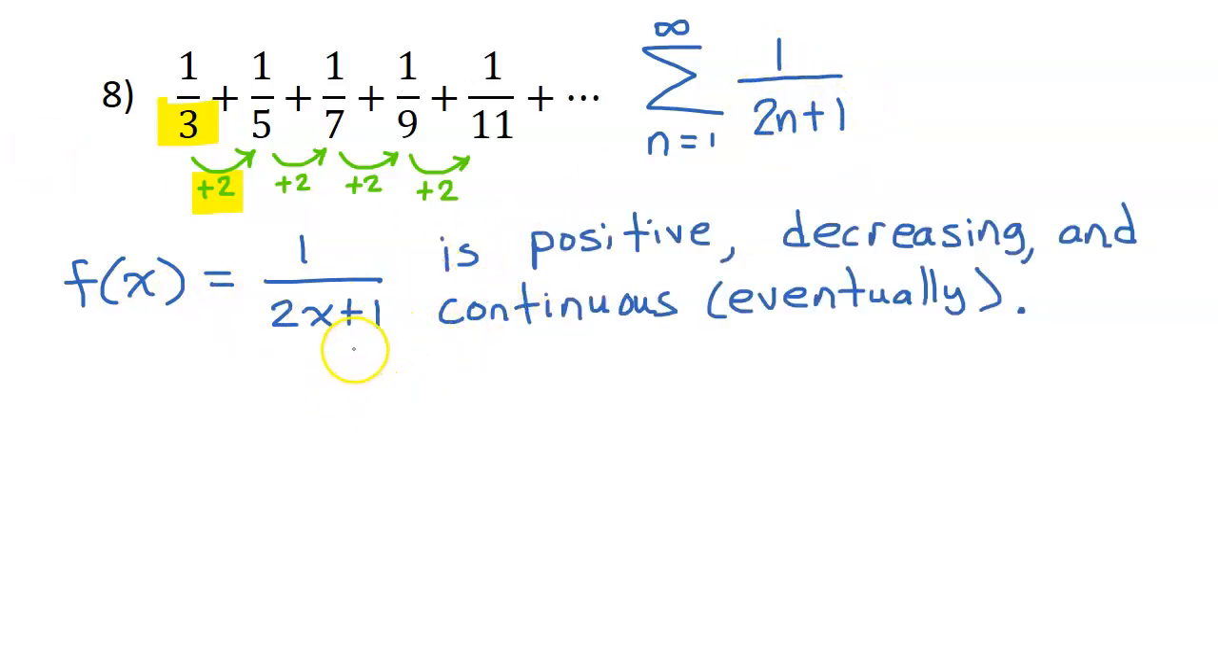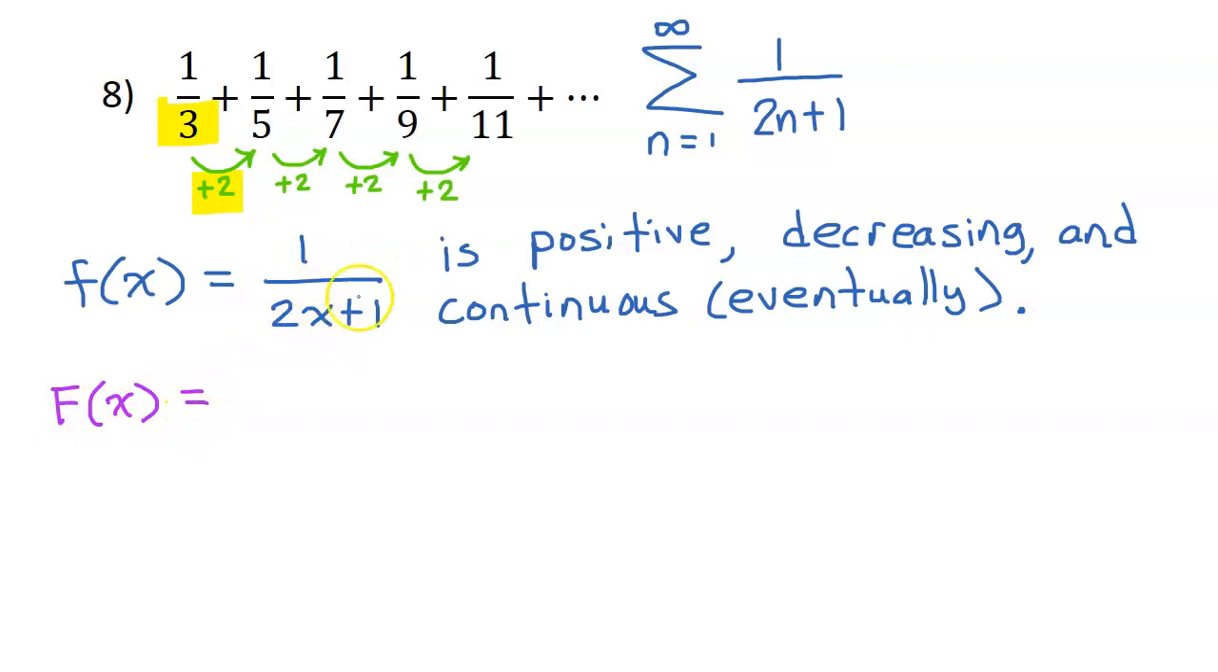Then we must state that f of x is positive, decreasing, and continuous eventually. F of x has a vertical asymptote when x is equal to negative 1/2. But for values of x greater than negative 1/2, f of x is positive, decreasing, and continuous. Next, we need to find the antiderivative, which I will call capital F of x.